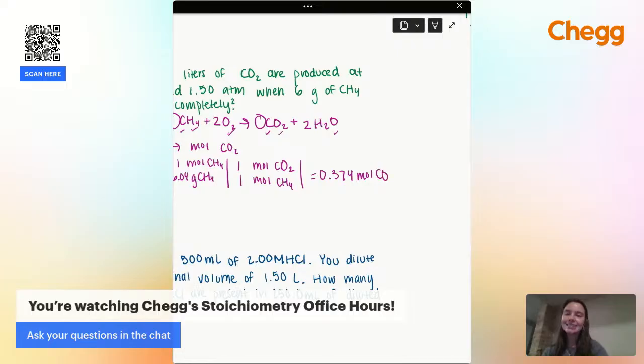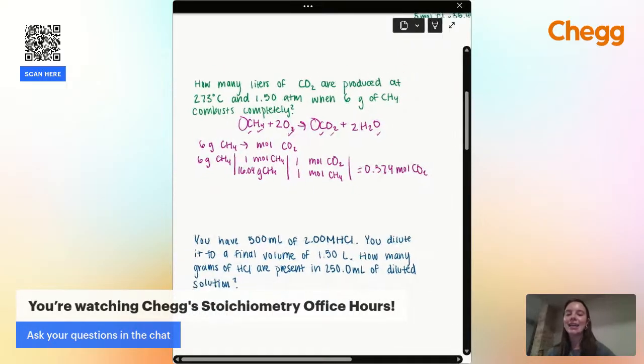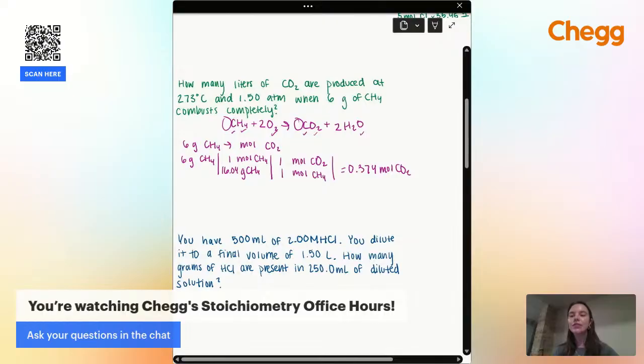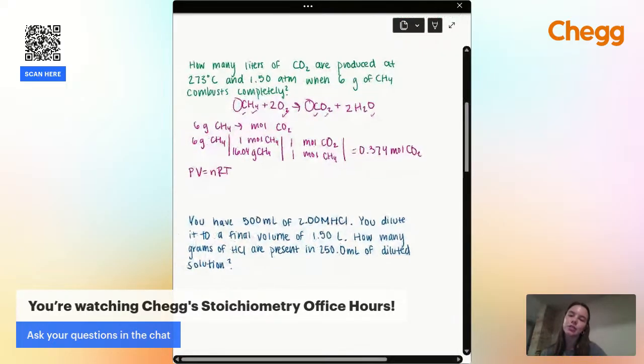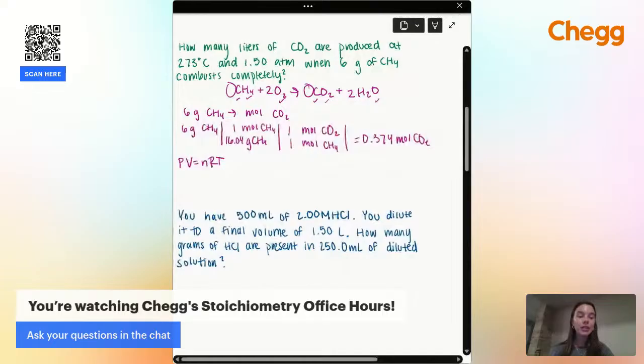All right, are we done yet? No, if only it were that easy. The question asks for how many liters of CO2 are produced at 273 degrees Celsius, 1.50 atm. We can't use that 22.4 liters per mole because we're not at STP, so we are going to have to use PV equals nRT. This is the gas law equation. I'm sure you have heard of it in your chemistry classes. So we're going to use that gas law equation.